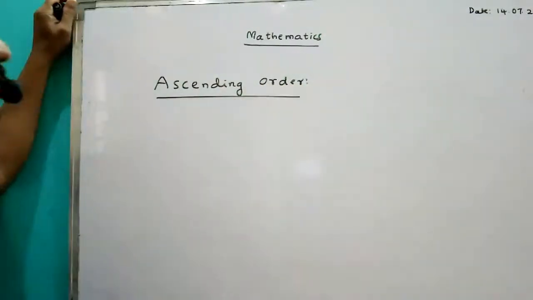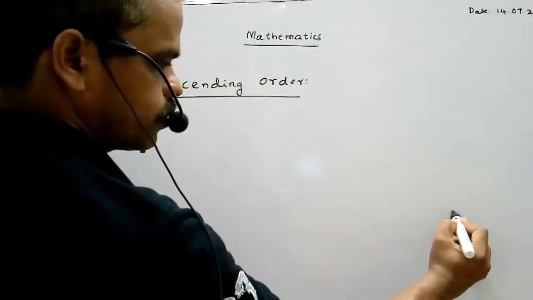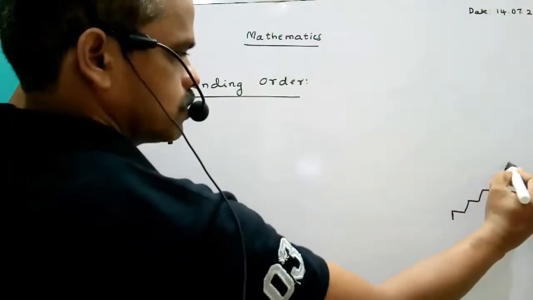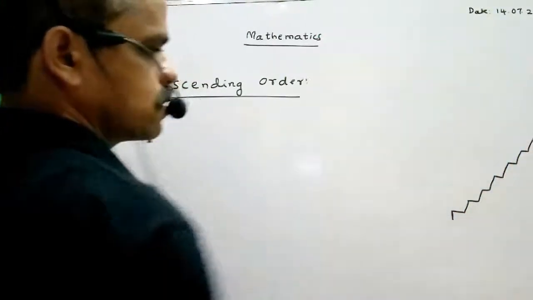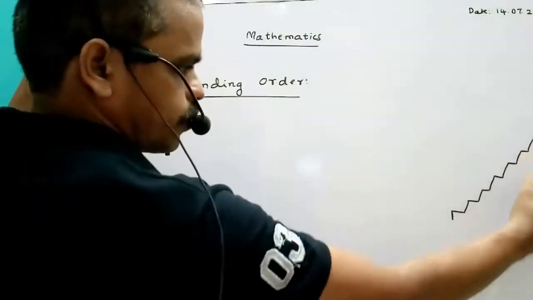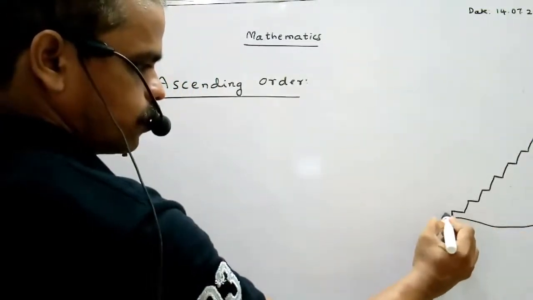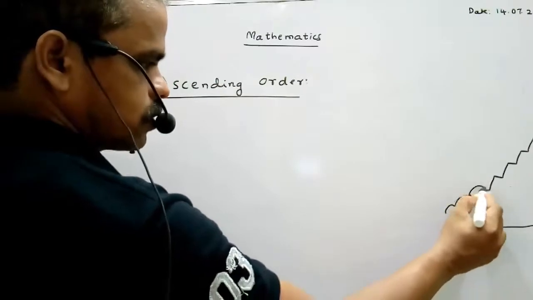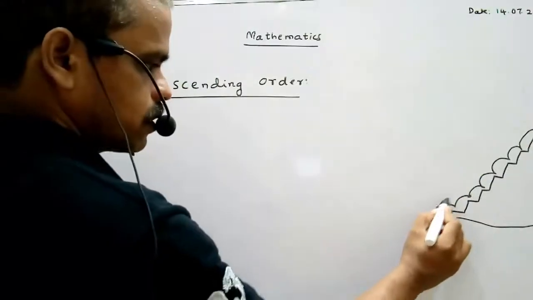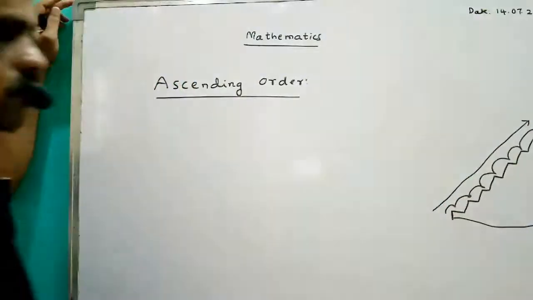Ascending order. See, for example, we have one building. These are the steps to reach the first floor. So this is the building. See what is happening here. We have to go first step, then move second, third, fourth, fifth, sixth, like this. So we are ascending. We are increasing our steps.